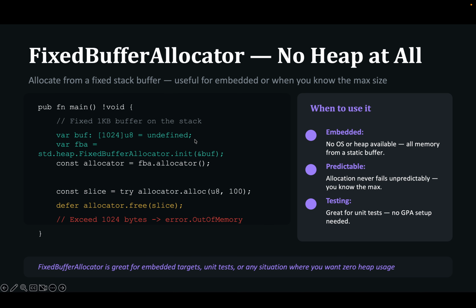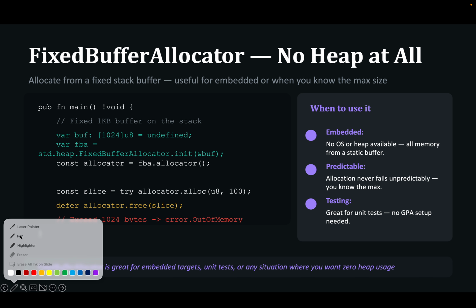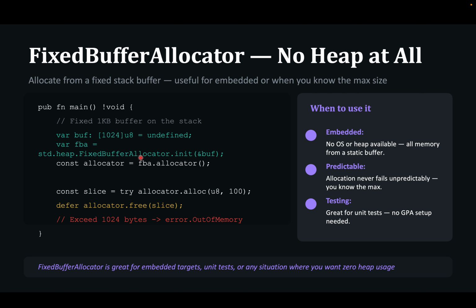Then you use the second thing, the fixed buffer allocator, which wraps the buffer in an allocator interface. So now you are not using heap memory, but the buffer that we initialized earlier. Whenever we ask for memory, we are going to get it from this buffer. And once it is used up and we try to get more memory, it will just say out of memory. So the fixed buffer allocator is ideal for embedded targets in my scope of work.